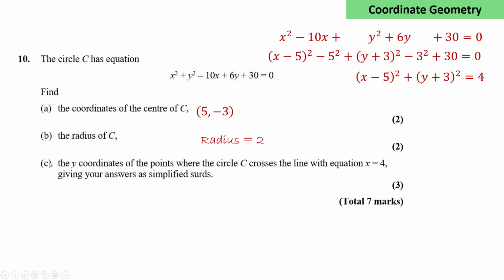We're finally asked to calculate the y coordinates of the points where the circle crosses the line with the equation x equals 4. To do this, we substitute x equals 4 in the equation of the circle. I use the squared one because we've effectively completed the square already. We rearrange to get y plus 3 squared equals 3. We take the square root of both sides and rearrange. We get y equals minus 3 plus or minus the square root of 3.